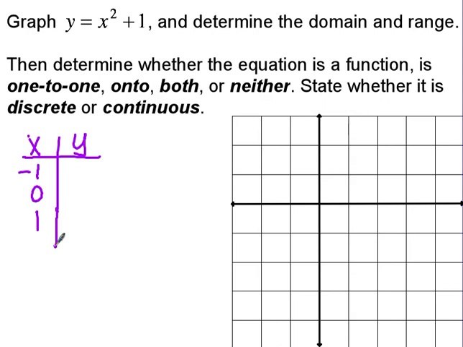So if I plug -1 in here and I square it, what do I get? 1. Then you add 1, you get 2. Let's plug in 0. Square it. What do you get? Plus 1. Okay, 1. Square it. Add 1. 2. So I go to negative 1, 2; 0, 1; 1, 2. What do you think this graph is actually going to look like? How about a smile?